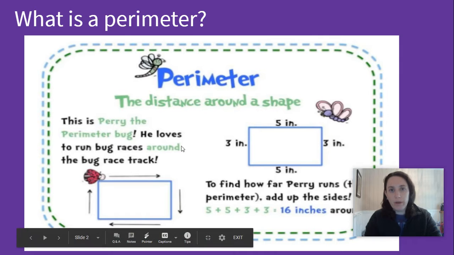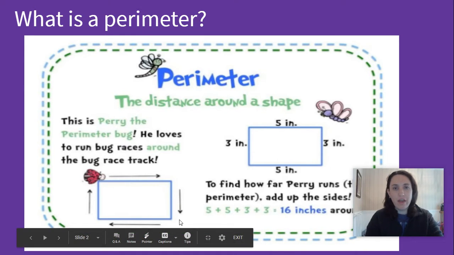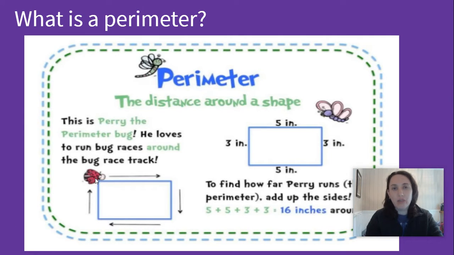Perry the perimeter bug is going to help us understand what that distance is. Perry starts here at his starting line. He travels around the length and then the width, the length and then the width of his shape until he gets back to the beginning. He's traveled around the perimeter of the shape.